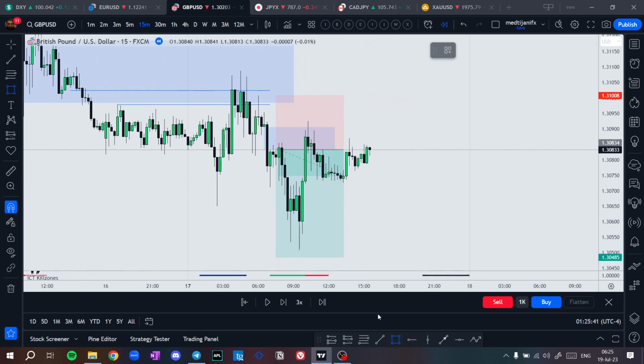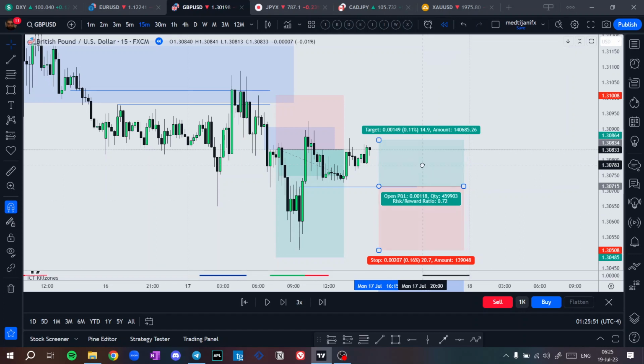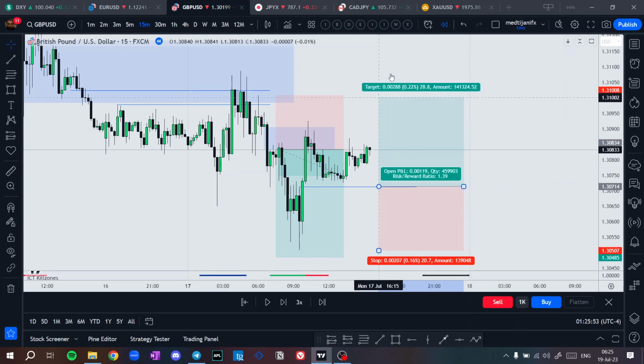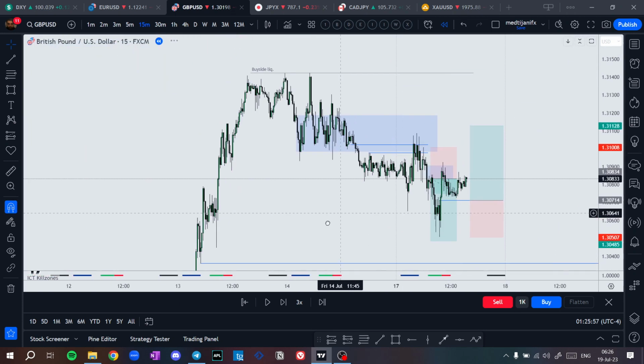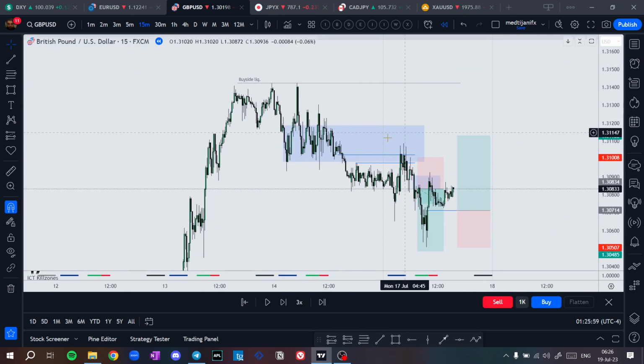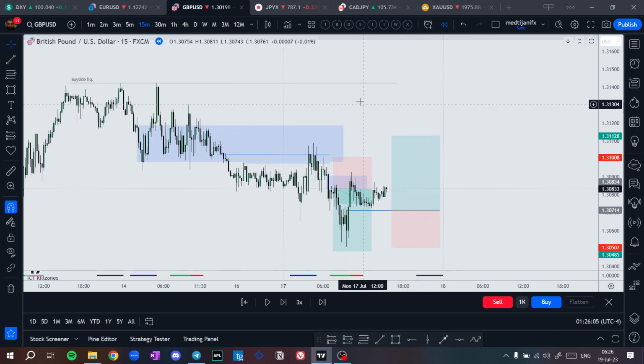At that time when I saw this, I was looking for something like this to buy here with stop loss here, right? And also 1 to 2, yeah, but my target is going to be this buy side liquidity, and then this London's high, but I like 1 to 2, like I have explained.